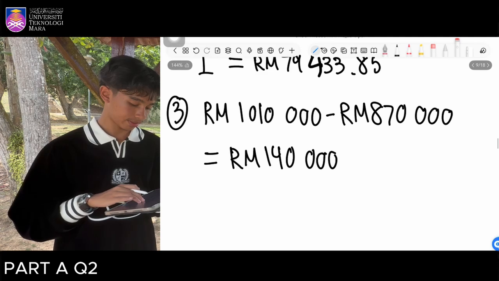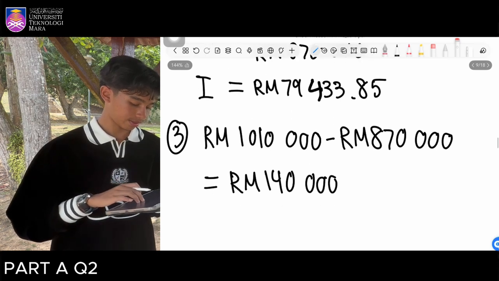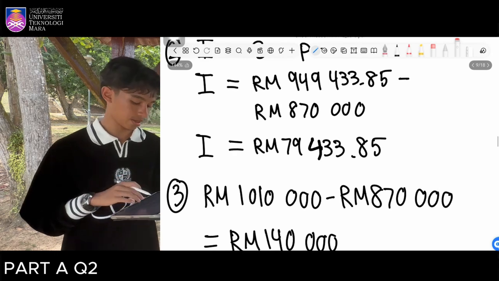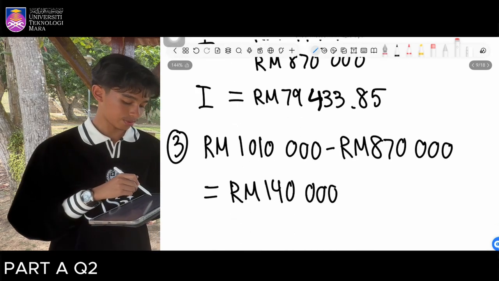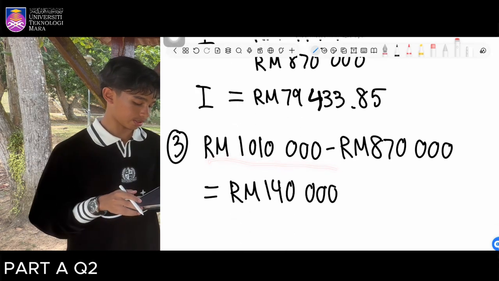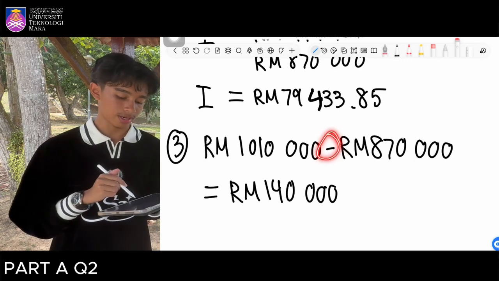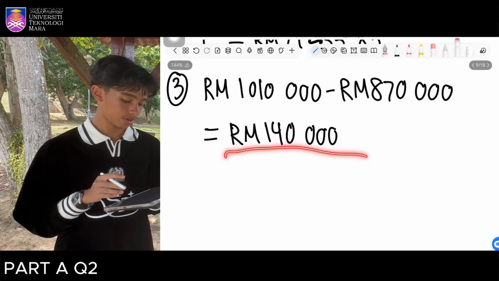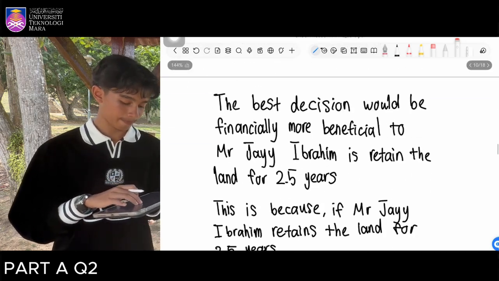Step 3. We use the same formula, because we want to get I. That is I equals RM 1,010,000 minus RM 870,000. So the answer that we get is RM 140,000.